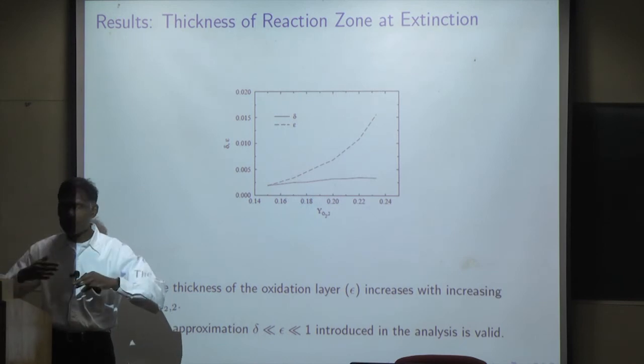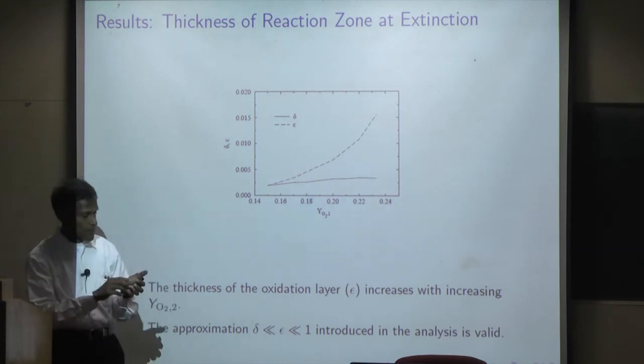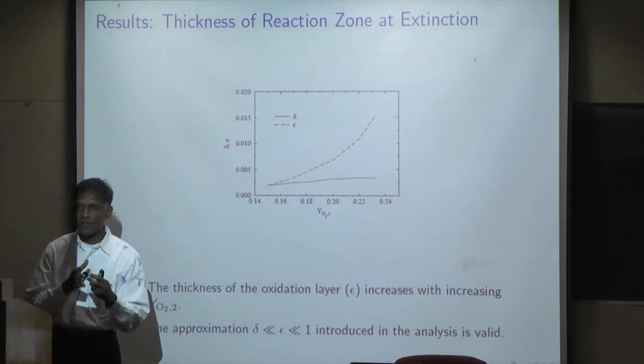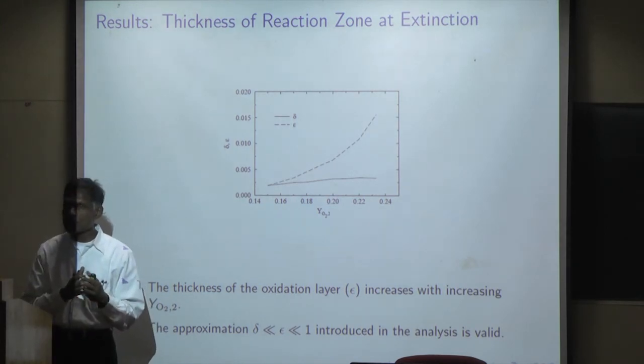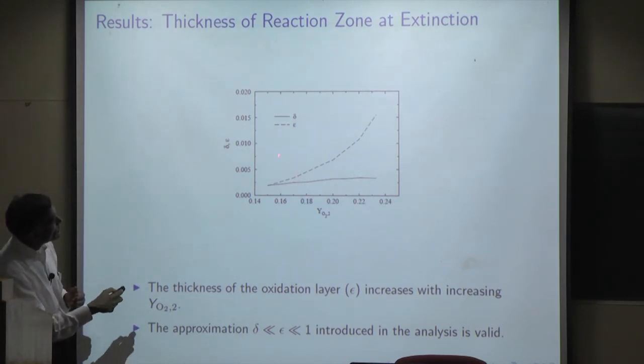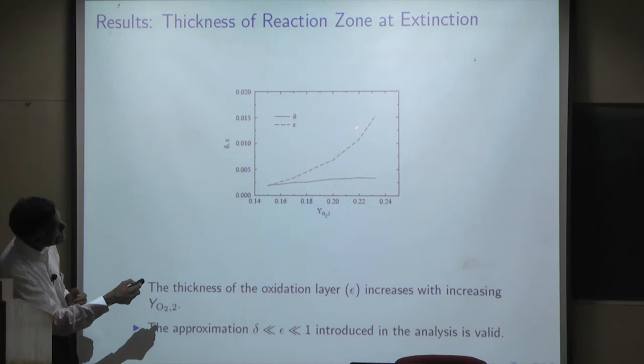And then when the mathematics is done, you should go back and check whether the ordering which was assumed is correct. So this tells you the ordering. You can see that this is delta, and this is epsilon. So therefore, epsilon is much larger than delta.